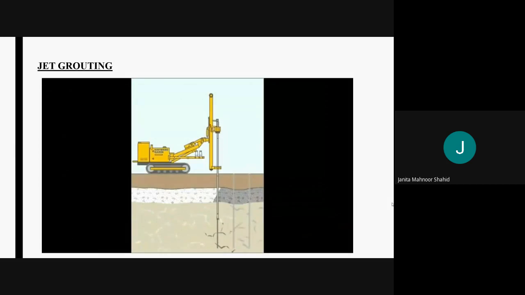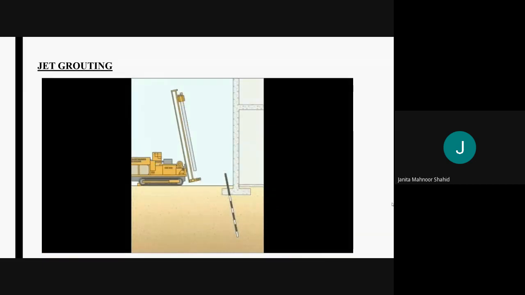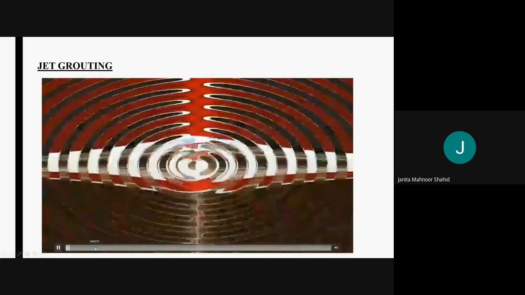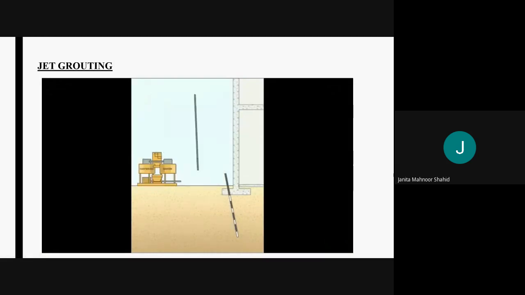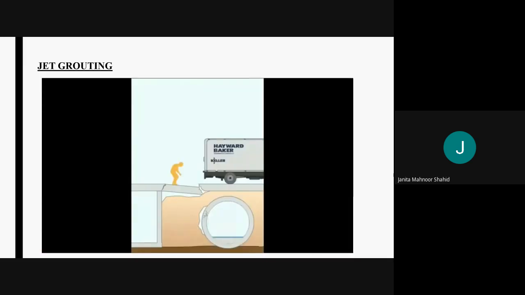This is cement grouting, in which a cemented mass is created in order to strengthen the soil. Next is chemical grouting. This is fracture grouting, in which the structure is lifted with the help of creating cemented mass called lenses. This is polyurethane grouting.